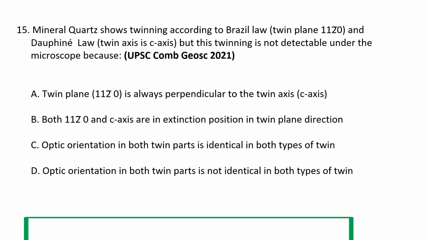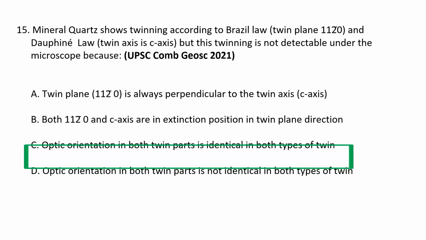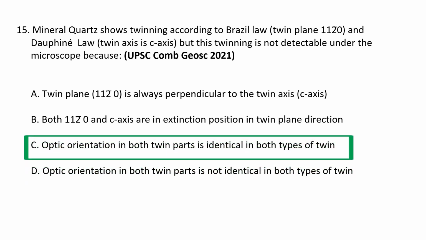So the correct answer: mineral quartz shows twinning according to Brazil law and Dauphine law, and this twinning is not detectable under the microscope because optic orientation in both the twin parts is identical in both types of twins. So C is the correct option.